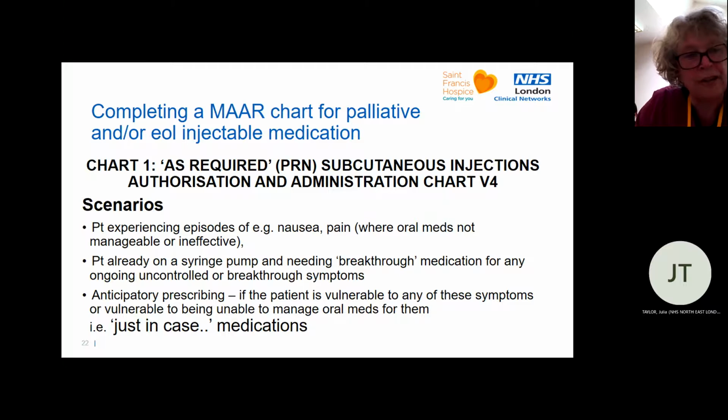And most often these charts start as just in case charts when you're writing them out in anticipation that this patient is now vulnerable to deterioration, to not managing the oral medication, and they are at risk of getting any of these symptoms and need something to keep them safe at home.